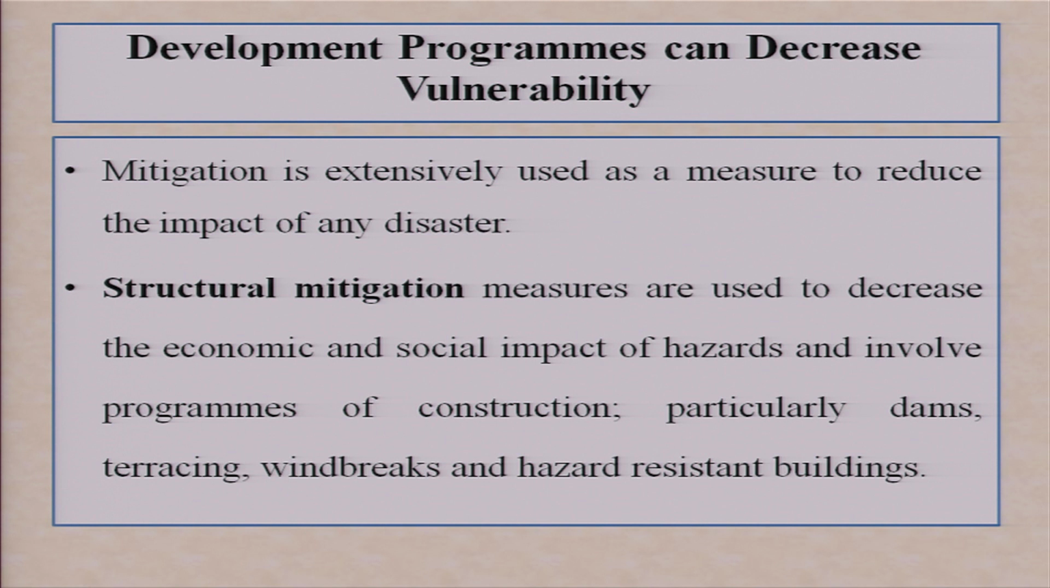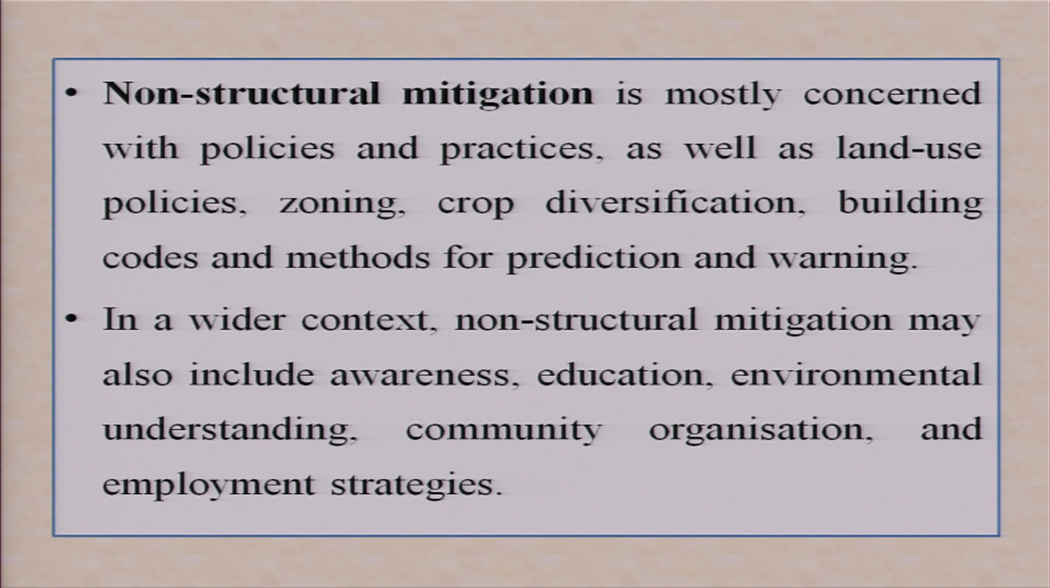The structural mitigation measures are used to reduce the economic and social impact of disaster hazards, and involve construction programs, particularly dams, terracing, and wind breaks. So these come under structural mitigation. Non-structural mitigation consists of policies, programs, and practices, as well as land use policies and zoning, crop diversification, building codes, and methods for prediction and warning.